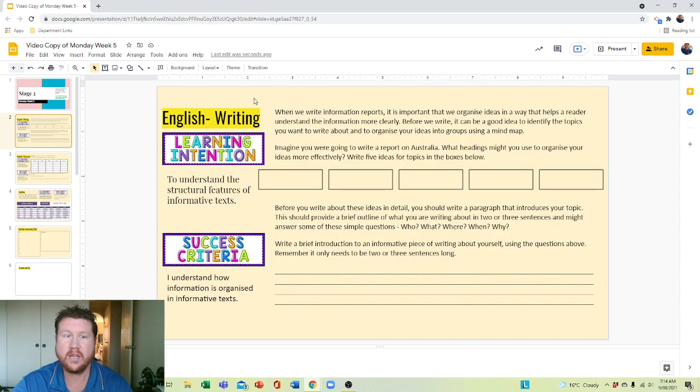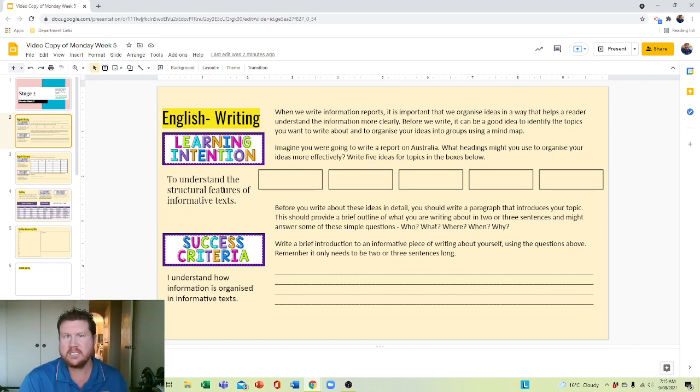Start with English and writing. You're going to learn to understand the structural features of informative text. Now, the structural features are the elements that you need within it and how it's structured. So, you've got your images of the information that you're giving, and with labels, that's part of it. You've got the introduction, the body and conclusion, and all the elements that you would need.